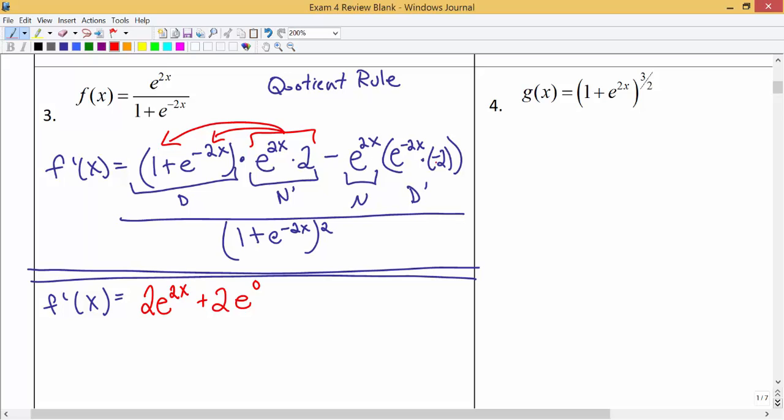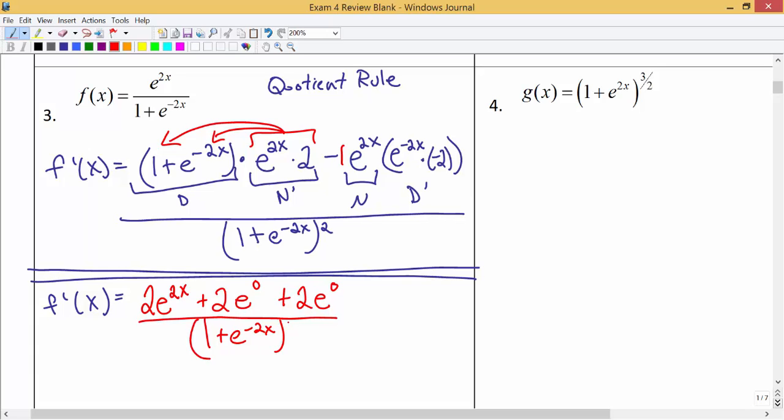So I'm just going to multiply all that together, so I have negative 2 times, basically think about that as a negative 1. So it gives me a positive 2. And then once again, we multiply e and e. We add the exponents together. Negative 2x and positive 2x combine together to give 0. Okay, all of that divided by the denominator squared.